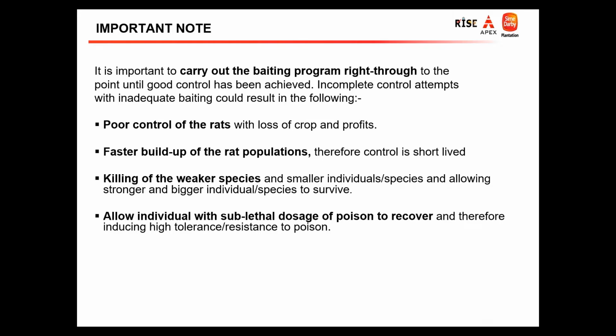Important note. It's important to carry out the baiting program right through until good control has been achieved. Incomplete control attempts, with inadequate baiting, will result in poor control of rats with loss of crop, faster build-up of the rat population, killing of the weaker individuals and allowing the stronger ones to develop resistance. Individuals with a sublethal dose of poison can recover, therefore inducing high tolerance to the poison, right?